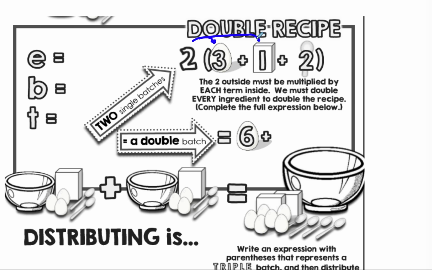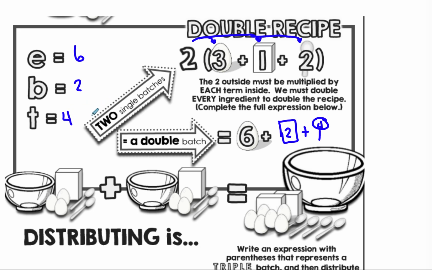I can't just say I need 6 eggs, but I can still have 1 box of cake mix and 2 teaspoons of oil and still have it taste right. If I have to double the eggs when I'm doubling the recipe, I have to double everything. Otherwise, my cake isn't going to turn out. So I did 2 times the 3 to get the 6. I'm going to do 2 times the 1. And that's going to tell me I'm going to need 2 boxes of cake mix for my 2 cakes. That makes sense. And then I'm going to take the 2 times the 2. So for my teaspoons of oil, I need 4. So my eggs are going to be 6. My boxes are going to be 2. And my teaspoons are going to be 4.